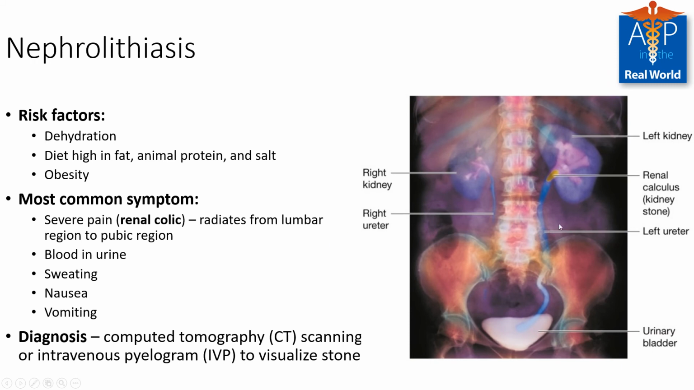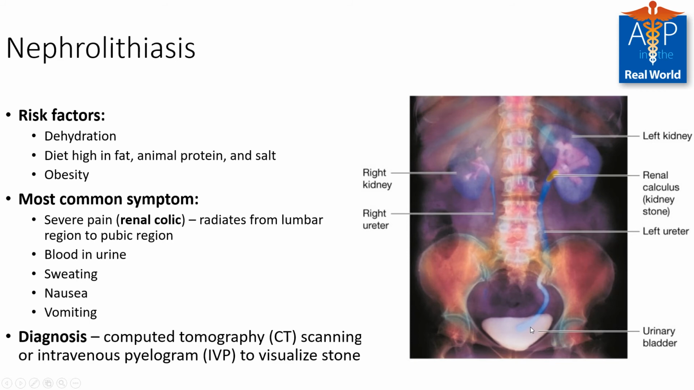The factors that cause this to occur will be dehydration, if you have a diet that's high in fat, animal proteins, and salt, and also obesity. And of course, you'll feel pain, which is called renal colic, which radiates from the lumbar region to the pubic region, which makes sense because the lumbar region is where you find the ureter and parts of the kidney, and of course, you'll feel it where the bladder is located.